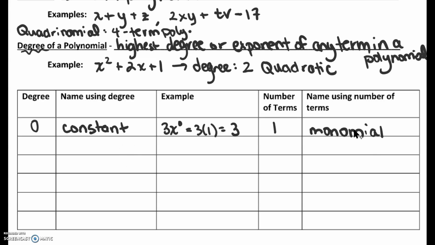Now let's look at degree 1. Degree 1 is called linear. And we have been looking at linear equations for a long time now. An example would be something like 3x plus 2. We don't write an exponent of 1 here, but it is an exponent of 1. And then how many terms does this example have? Well, this example has 2 terms, which we know is called a binomial.